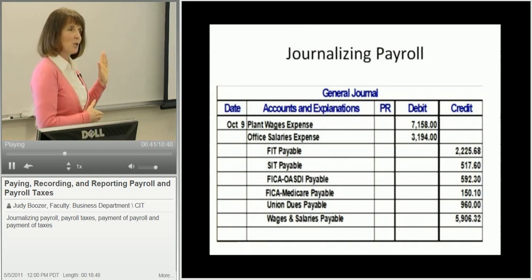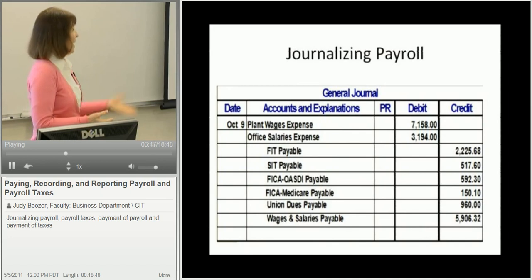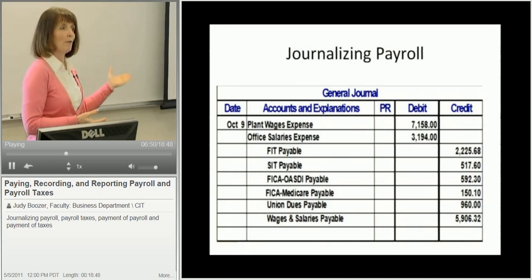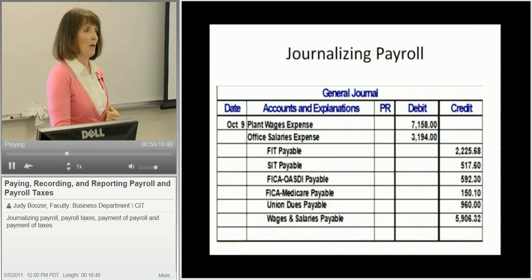Now, once that is recorded, then your records are up to date for your financial condition at that point. This does not include, however, actually paying the employees. Again, this is just recording the information from the payroll that has been earned.